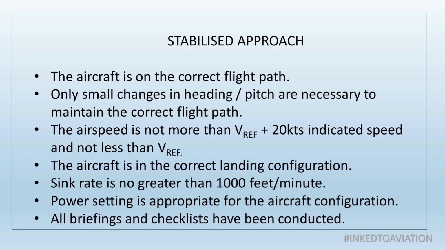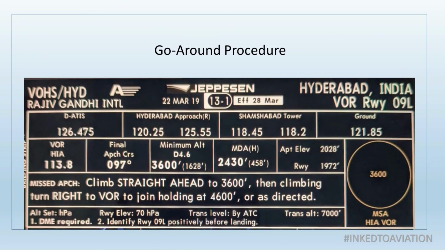Now if you see this particular slide, this is a screenshot of an approach plate of Hyderabad India Airport, VOR runway 09 left, Rajiv Gandhi International. In this, I want you to focus on this particular line which says missed approach: climb straight ahead to 3600 feet, then climbing turn right to VOR to join holding at 4600 feet or as directed.